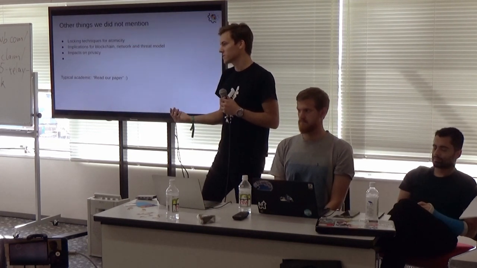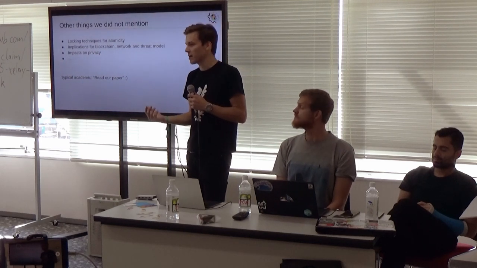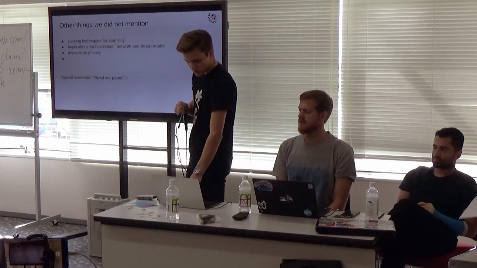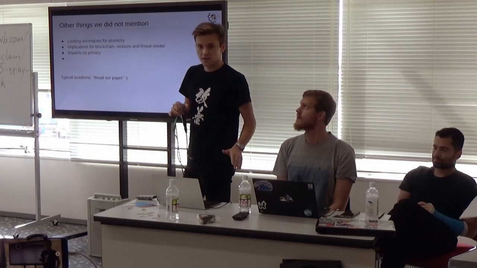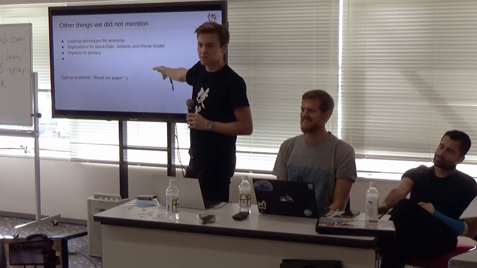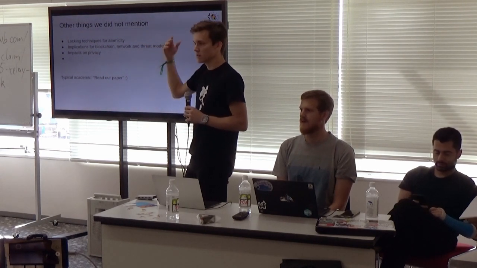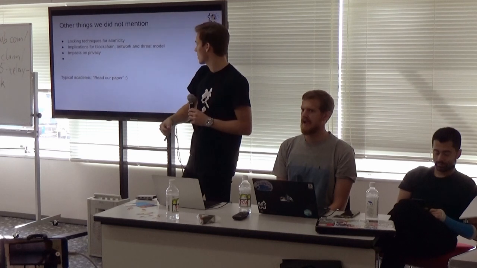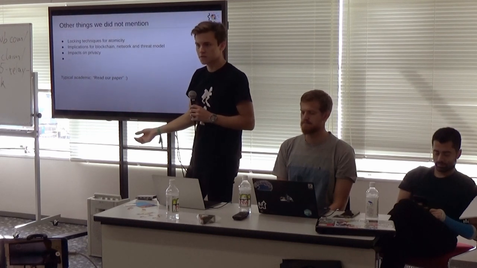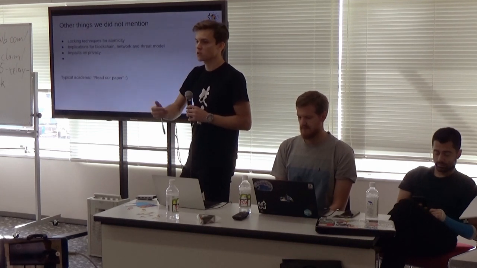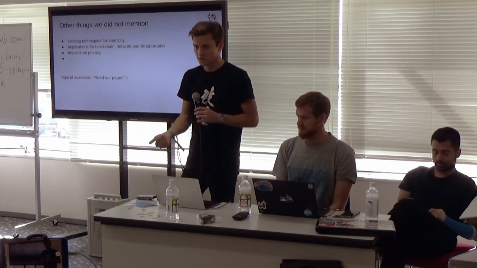So in the long term, we probably want to find out how we can reduce this and maybe share data across multiple chains. We don't cover everything, and being academics, we just say, please read our paper for everything else. We discuss locking techniques, how to achieve atomicity, HTLCs, ECDSA locks, and so on. We also talk about the implications for privacy, security, and the network threat models. So when you design blockchain cross-chain communication protocols, these are the things you must consider.